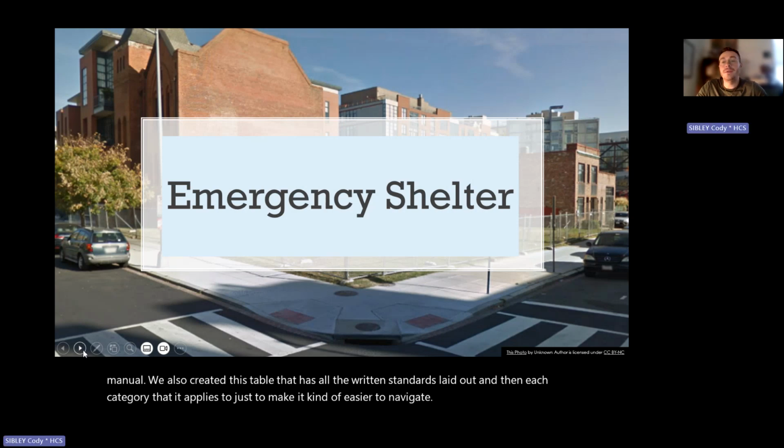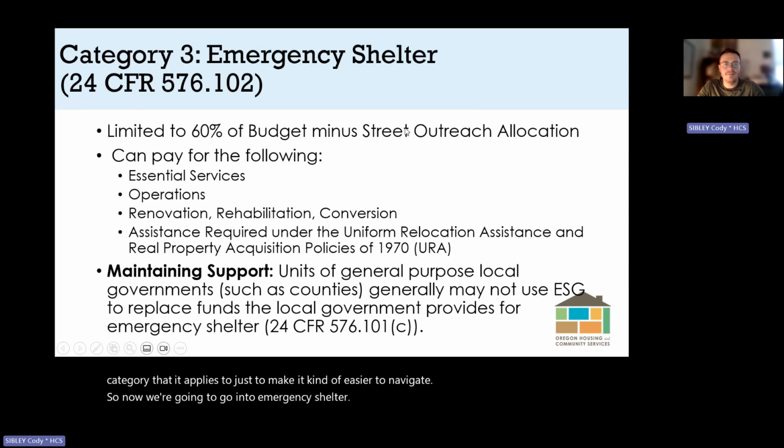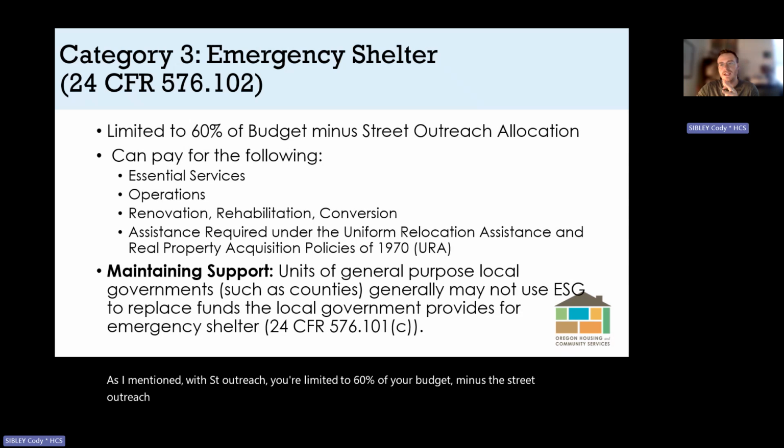So now we're going to go into emergency shelter. As I mentioned with street outreach, you're limited to 60% of your budget minus the street outreach allocation, right? So if you decided to allocate 50% of your budget to street outreach, then you really only have 10% to work with for emergency shelter.